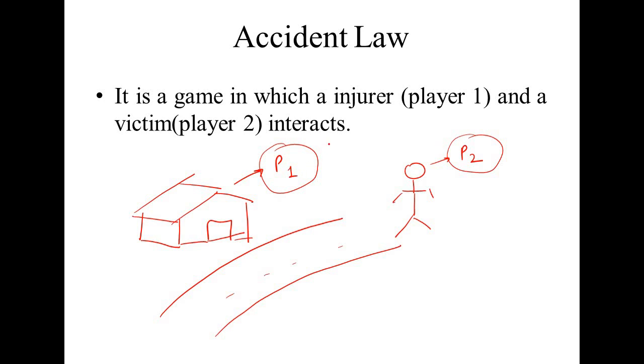So here P1 is the injurer, because he is responsible for the loss of P2, and P2 is the victim, because he is suffering the loss. So we have two players, P1 the injurer and P2 the victim. P1's responsibility is to maintain this footpath, so P1 has to put in some care to avoid an accident. Also, P2 has some responsibility while walking. If he is irresponsible while walking, then maybe an accident can happen. So we need to consider the care of player P2 also.